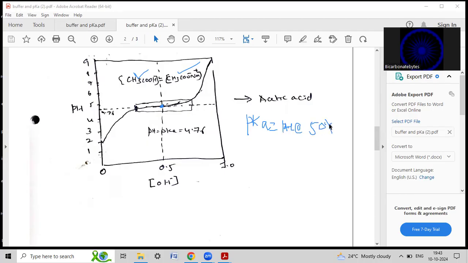So next time, if anyone asks you what is the simplest description of pKa for an acid, just tell them that pKa is the pH of the acid at which you will see 50% ionization of the acid. It's as simple as that, right? I hope you'll appreciate this fact.